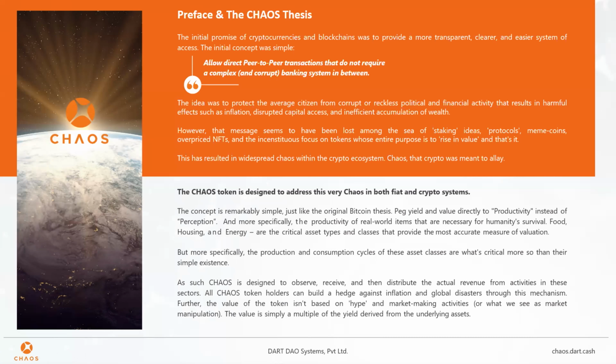So the concept is to focus on things that are focused on the necessities of human existence, such as food, water, energy, shelter, and so on. So that's really what the Chaos Project also focuses on. However, what Chaos does is goes one step further.